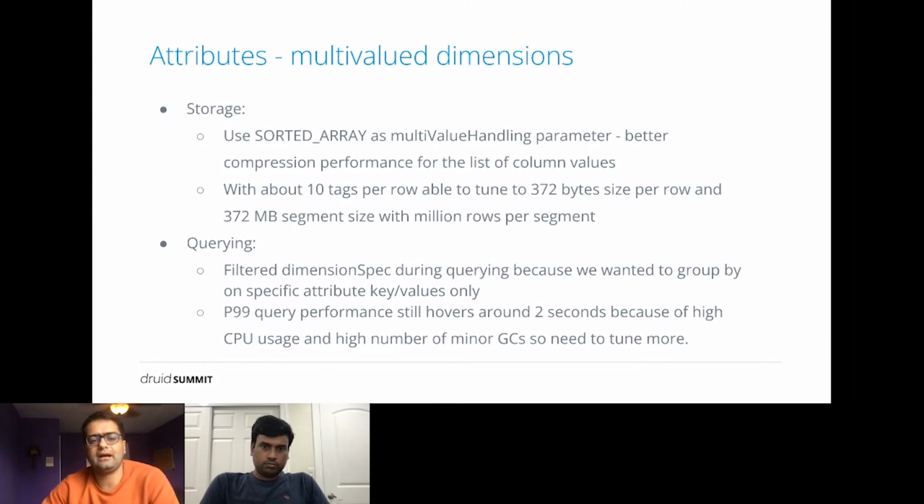And then when querying, we wanted to query based on a specific key or value only, because if a multi-value dimension column has tens of different keys and values, it will give you 10 different copies of that row. So we decided to use filter dimension spec, which scaled well. Our query performance is still a little bit high, but to be honest we have not spent enough time tuning it. We are going to start tuning it even more. Our P99 still hovers around 2 seconds, and we are facing some high CPU usage and a high number of minor GCs, so we need to tune a bit more on this.